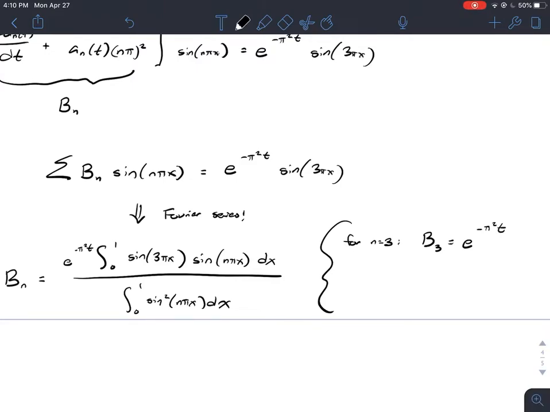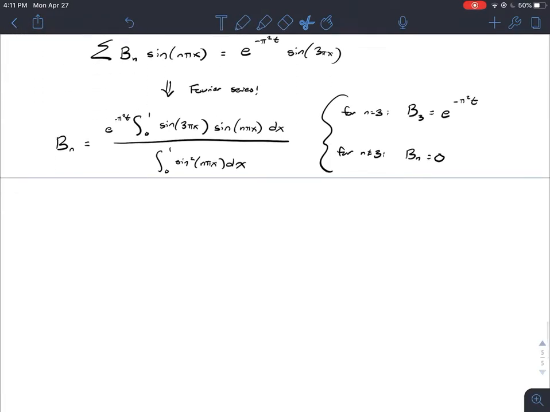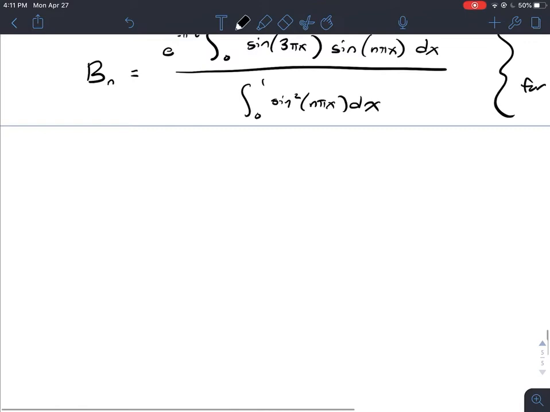But then for all other n's, for n does not equal 3, b sub n is going to be equal to 0. Now, although it seems like we only need to continue with B3, we need to be very careful about the Bn equals 0 case, because remember that Bn is equal to a differential equation. So just keep this in mind as we go down here. We're not done yet because we need to solve for the various Bn's.